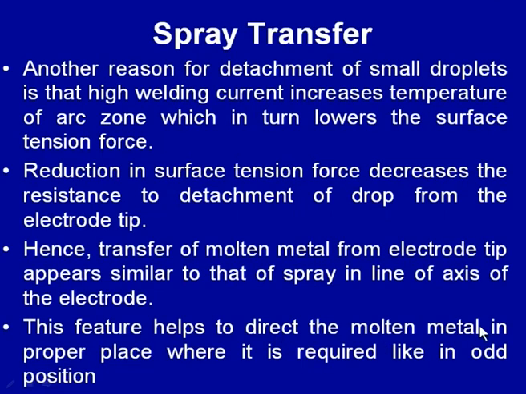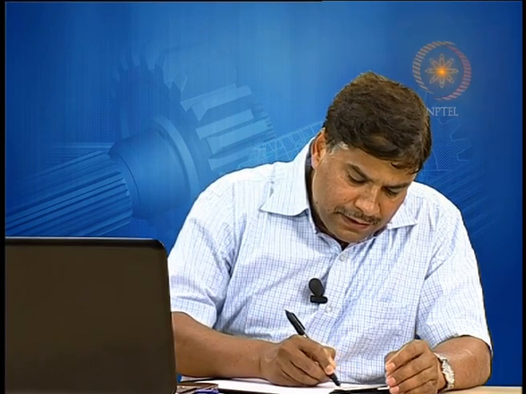Because of this, the molten metal is transferred from the electrode tip similar to a spray, in line with the axis of the electrode, and this feature helps to direct the molten metal to the proper place where it is required, especially in welding where the position is odd. So, schematically, we can understand the spray mode of metal transfer in a clear way, where we use a high welding current and a small electrode size.